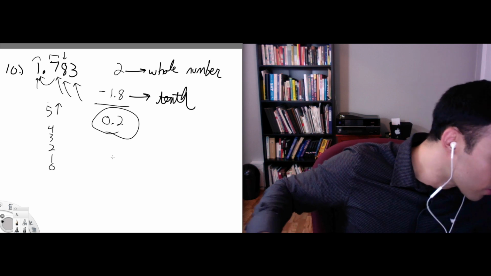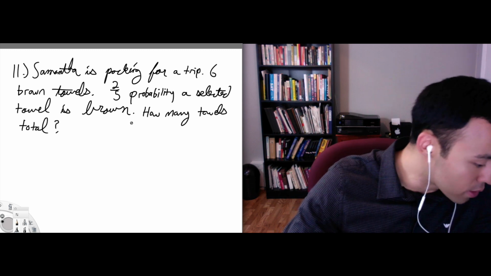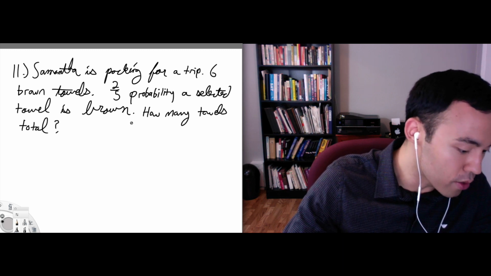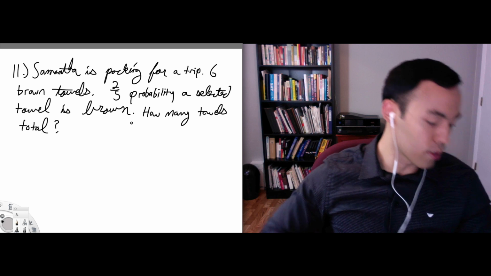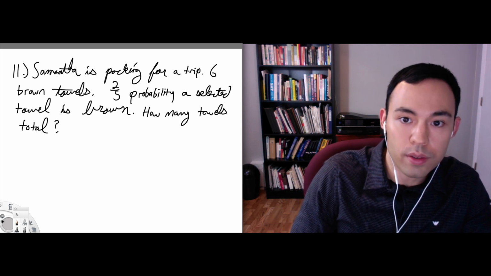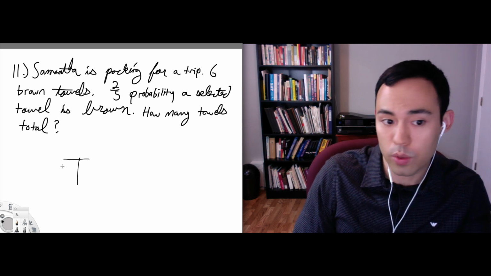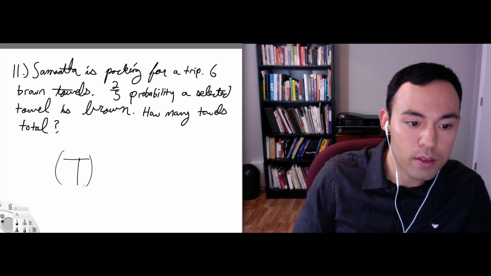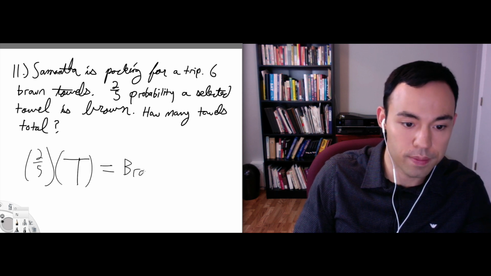Now let's see, do I have number 11? Yes, I already have it written out. Number 11: Samantha is packing for a trip. Of the towels in the closet, 6 are brown. She will randomly pick one of the towels to pack. If the probability is 2 out of 5 that the towel she will pack is brown, how many towels are in the closet? In other words, there's some total number of towels in the closet, I'll use T, which is what they want to know. If the probability of getting a brown one is 2 out of 5, that means 2/5 of the towels in this closet are brown.